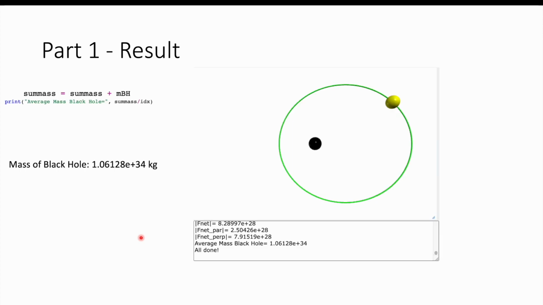So here are the results. We get a lot of values at every timestamp of a potential mass of the black hole. But as we can see, we're not in exact circular orbit. So to find an average, I added a new variable, sum mass equal to sum mass plus MBH, divided by the amount of values that were created. And the average that we find is 1.06128 times 10 to the power of 34 kilograms.